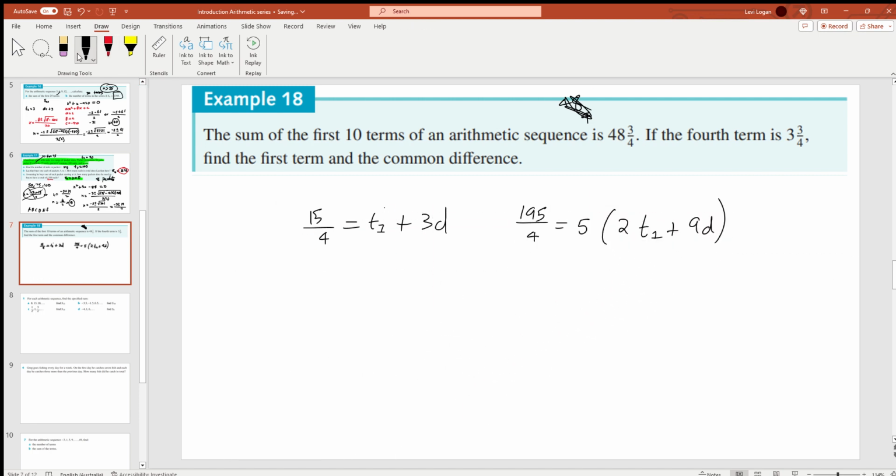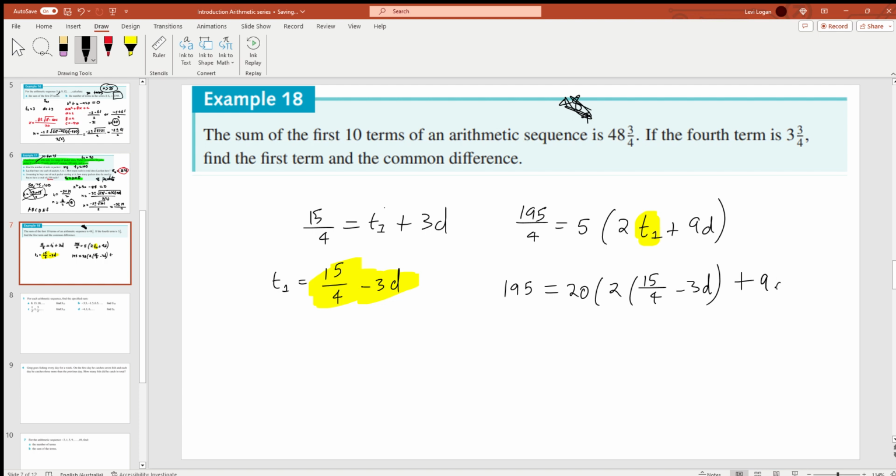If I were to make d the subject, I would have to move this to the side and divide by 3, but here I can just move this to the other side. So t of 1 is 15 on 4 minus 3d. Now I can just plug that wherever t of 1 is, and then I've got an equation in terms of d. So I've got 195 over 4. I'm going to move the 4 up there just to make it a bit easier. So of 195, 4 times 5 is 20. Then 2 times 15 over 4 minus 3d plus 9d, in brackets.